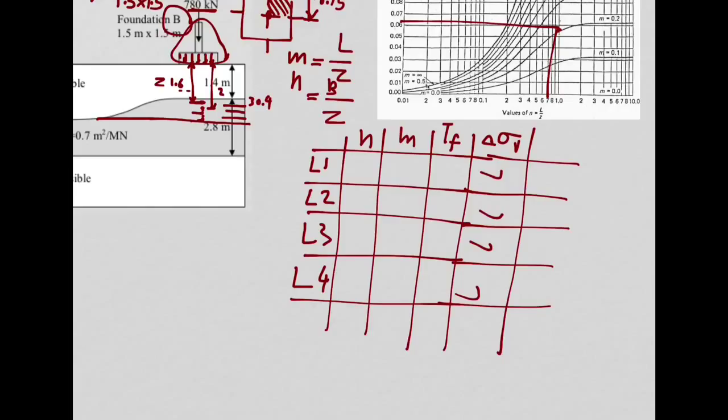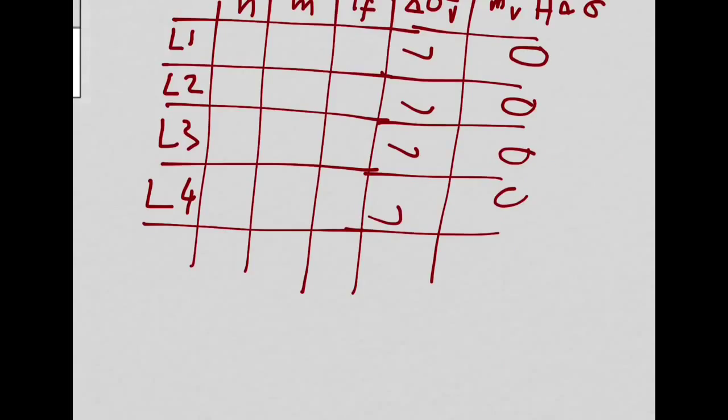Then we can calculate the settlement for each sublayer. How? We said it is mv times h, where h is the thickness of each sublayer, which is 0.4, times the change in the effective stress. So we get the settlement for layers 1, 2, 3, 4. Then we get the total settlement. But don't forget to multiply it by 4.